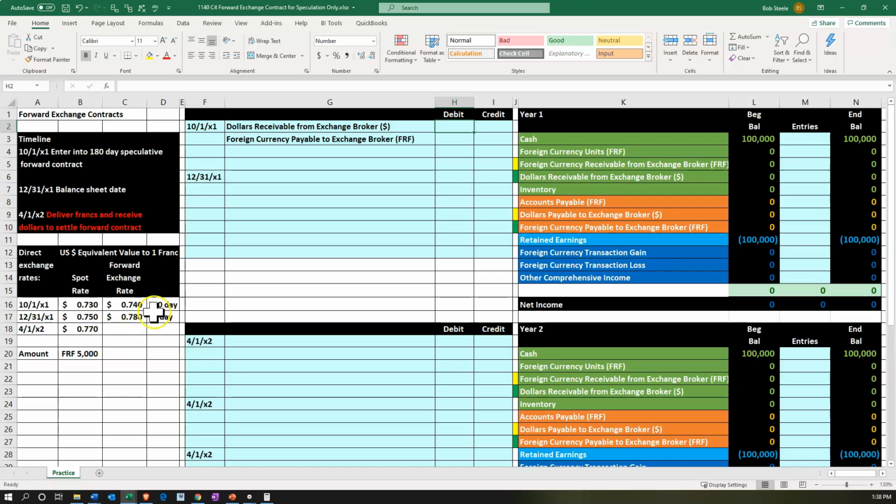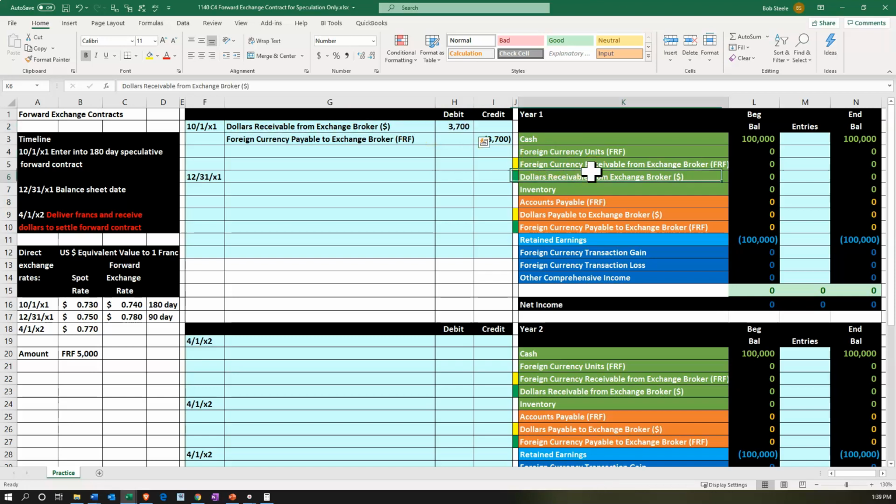So that at this point is 180 days later. If we were to do that calculation on the calculator, 5,000 francs times the forward rate, which is 0.74, is 3,700. So let's do that calculation here as well. We're going to say this will be equal to the 5,000 francs times the 0.74. There's the debit. There is the credit. Let's go ahead and post this out.